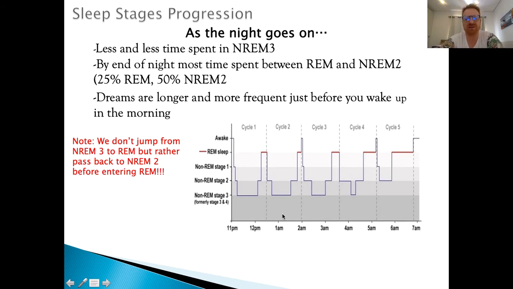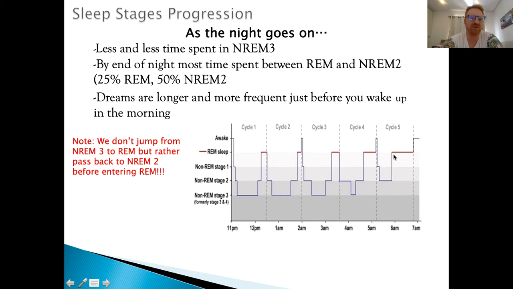Because let's say you only got 6 hours of sleep or 5 hours of sleep. You would only get through about 2.5, 3 cycles essentially. So you'd only be getting 3 dreams, and not very long dreams. And so if you only get about 5 hours of sleep, you're missing out on that most important type of sleep that's going to make you feel rested.